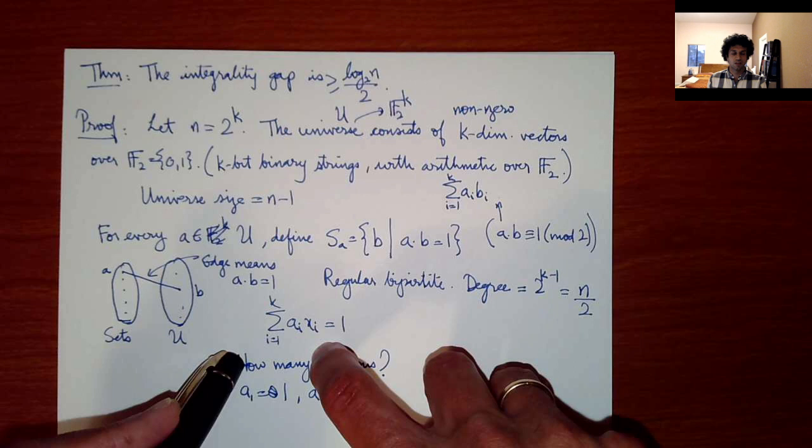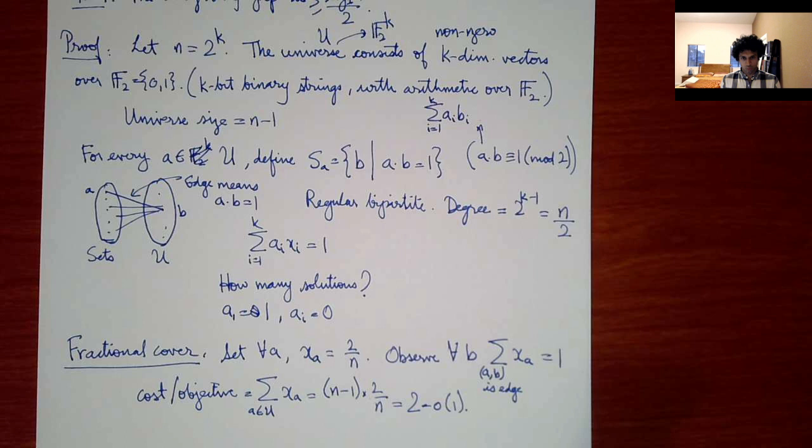The cost, or the objective, is just the summation of xa over all a in the universe. And what you get is n minus 1 times 2 over n. So you essentially get 2 minus little o of 1. So the fractional cover basically has size 2. But we will show that a set cover has size at least k, which is log base 2 of n. And so that gives the integrality gap of log base 2 of n divided by 2.